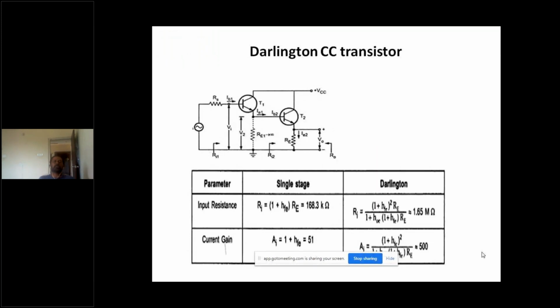Then there is something called the Darlington CC transistor. You can build this in the laboratory, or you can buy a Darlington CC transistor from the market, from shops also. Why do we need this? In general, the CC amplifier gives large input resistance. There are so many applications where we need high input resistance.